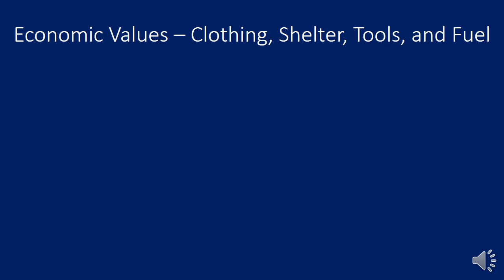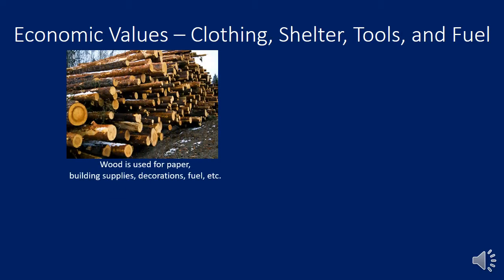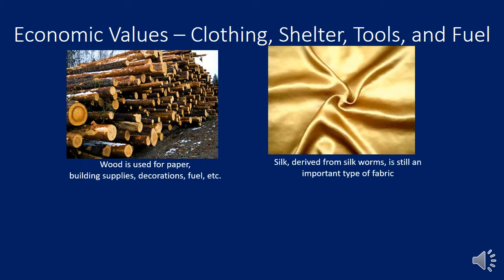Some more economic values. We can make clothes, houses, tools, fuel, wood. We use wood for a lot of that stuff, right? So wood's used to build paper. Your house is probably made out of wood. We decorate stuff with it. A lot of people around here burn wood in the wintertime to heat their house, so we use it for a lot of stuff.